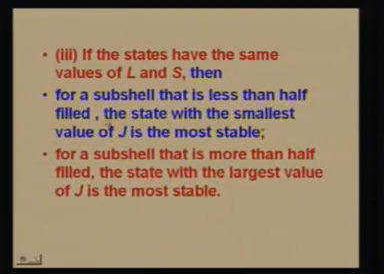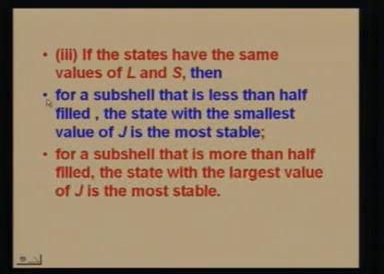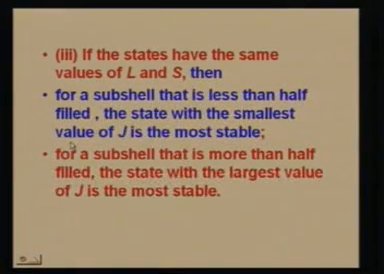And in addition to that, there is the third rule, that if the states also have the same L and S, because they may have the same S and L but differ in J, then in that case, the rule is that for a subshell that is less than half filled, the state with the smallest value of J is the most stable, and for a subshell that is more than half filled, the state with the largest value of J is the most stable. So these are basically the rules which help us find out which term symbol corresponds to the most stable energy state depending upon the configuration of the atom.